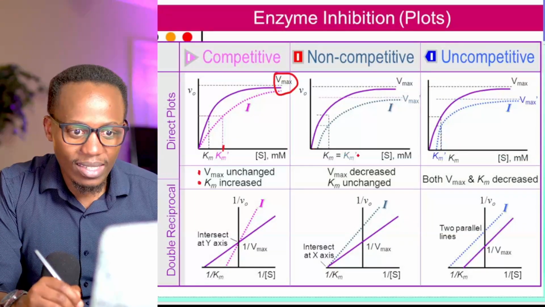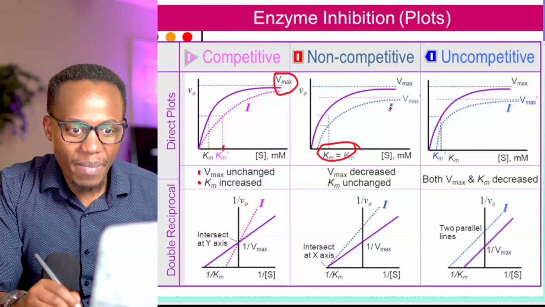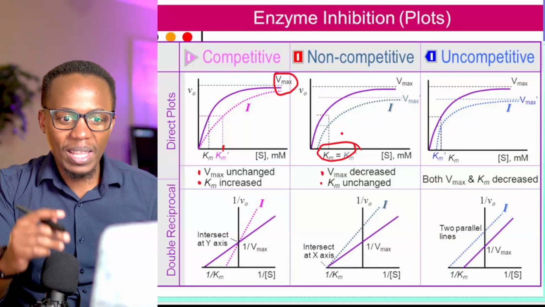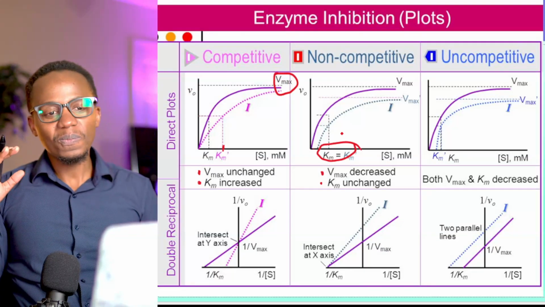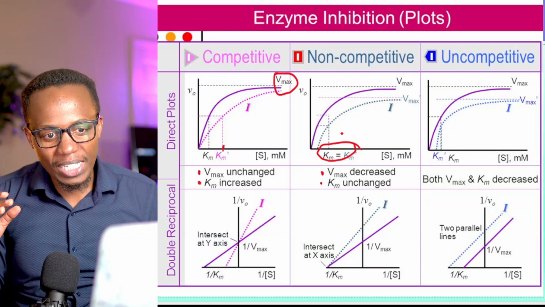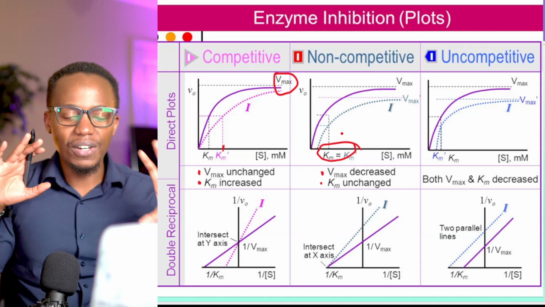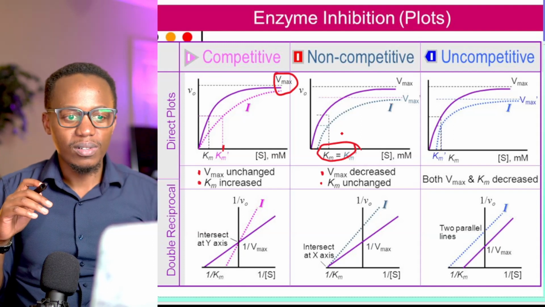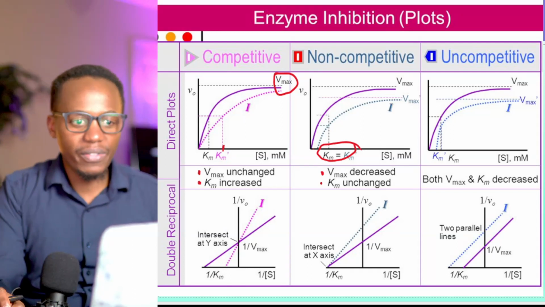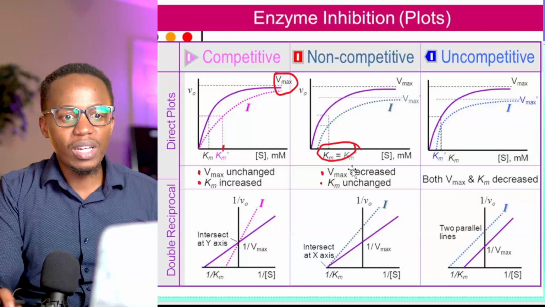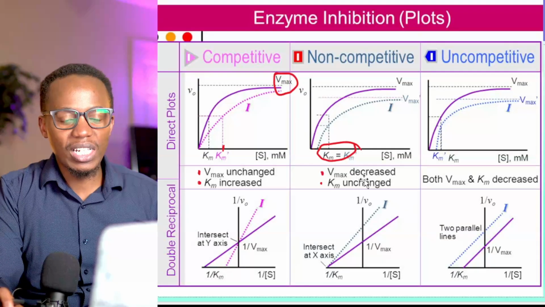Km stays the same, Km doesn't change, but Vmax decreases. So Vmax decreases, Km is unchanged. That is a hallmark. That is the biggest difference between the two. In a competitive inhibitor, Vmax is unchanged and Km is increased, and then in a non-competitive inhibitor, Vmax is decreased and Km is unchanged.